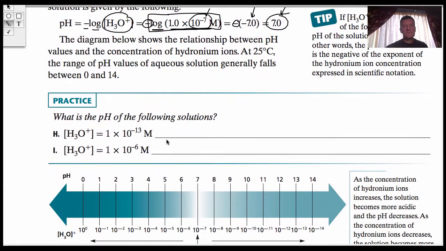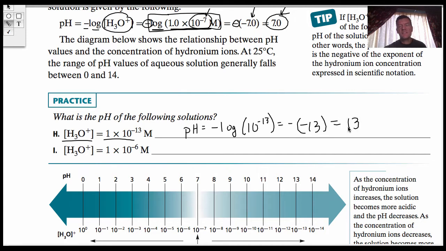Let's do a few here. If I know the concentration is 10 to the negative 13, and I want to find the pH of that, pH is simply the negative log of that concentration, 10 to the negative 13. Well, the log of 10 to the negative 13 is negative 13, because it's asking 10 to what power gives me 10 to the negative 13? Well, it's negative 13. And then I take the opposite of that, and I get 13.